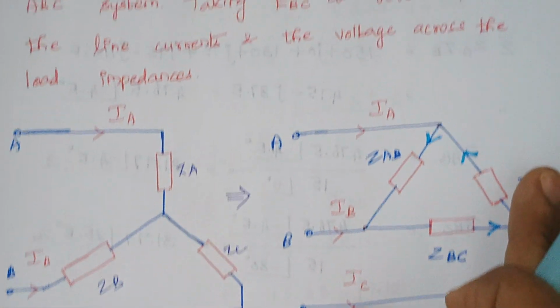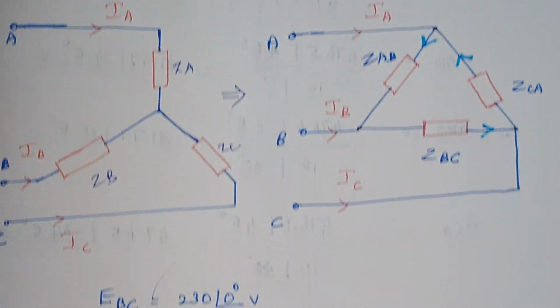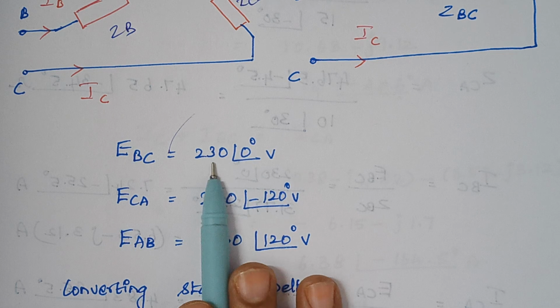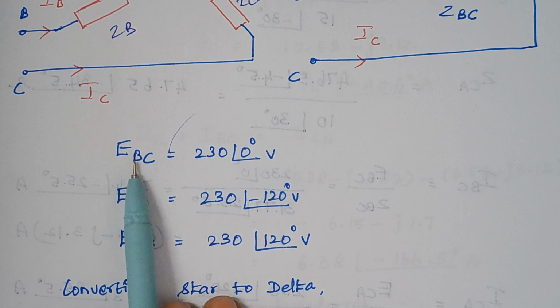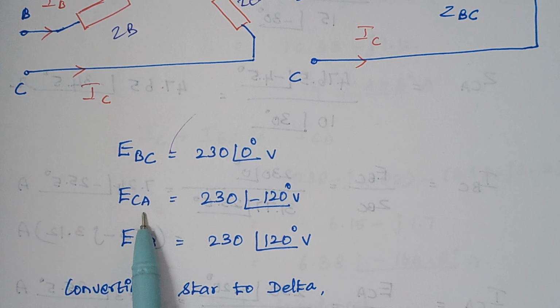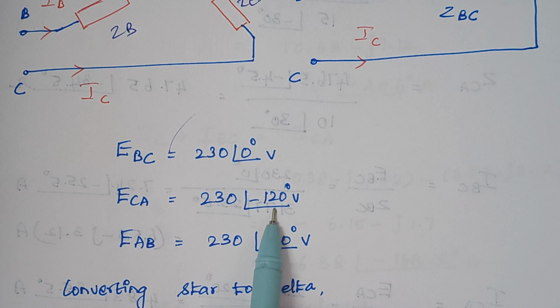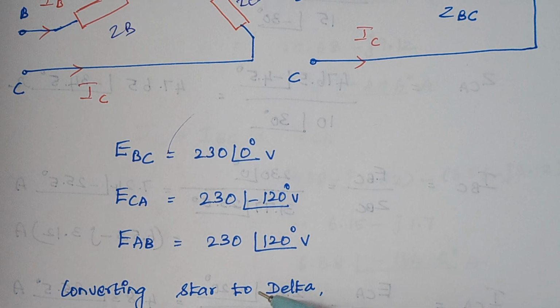So here we have to take EBC as a reference. So therefore EBC is equal to 230 magnitude with 0 degree. So here we start with BC, right? Then the next thing is CA, then finally AB. So 230 with minus 120, and here 230 with plus 120 or minus 240, right? So these are all the values of voltages.